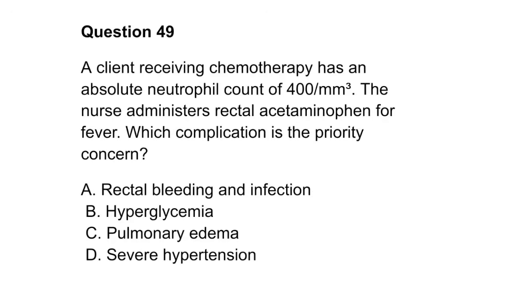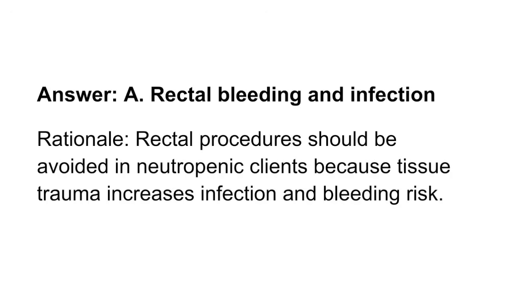Question 49. A client receiving chemotherapy has an absolute neutrophil count of 400 per cubic millimeter. The nurse administers rectal acetaminophen for fever. Which complication is the priority concern? A. Rectal bleeding and infection. B. Hyperglycemia. C. Pulmonary edema. D. Severe hypertension.